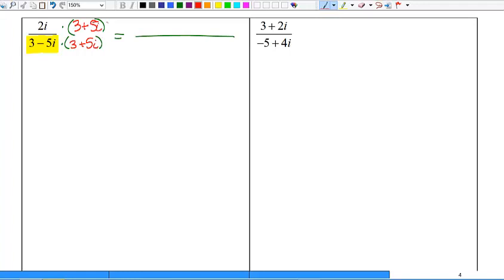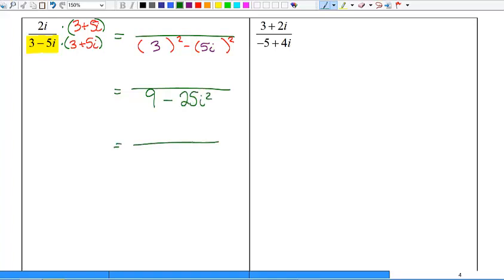conjugate. Now you could use your shortcut because you're multiplying conjugates. Really, it's just a difference of squares. So we can just put the 3 in the first spot and then the 5i in the second spot. Or if you don't like this, you can always multiply it out longhand. That's fine. 3 squared is 9 minus 5i squared is, let's see, that's 25i squared.